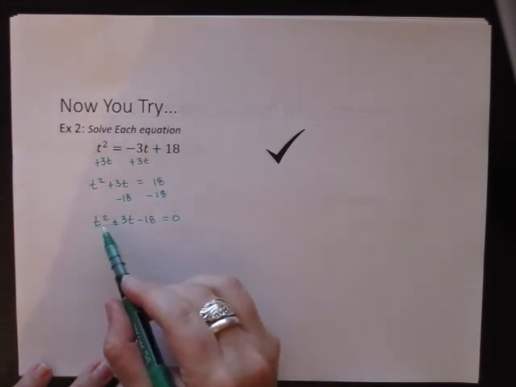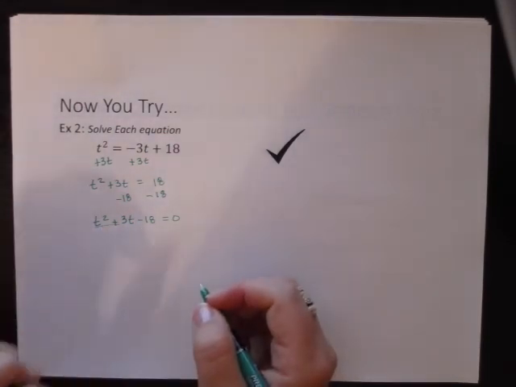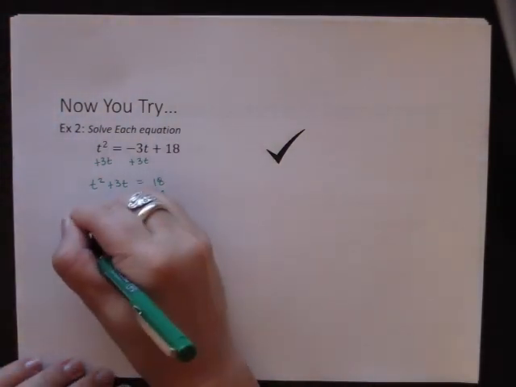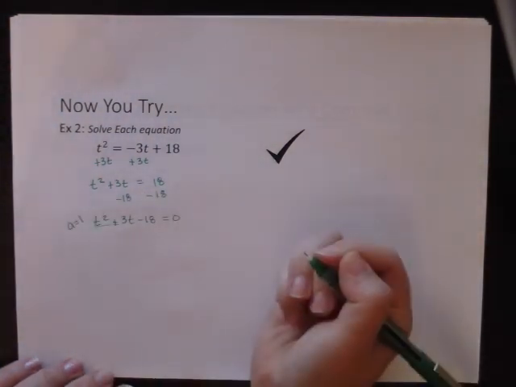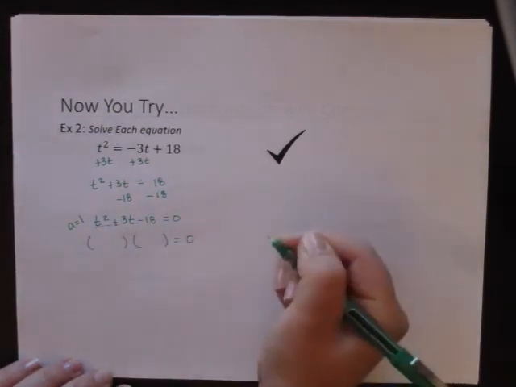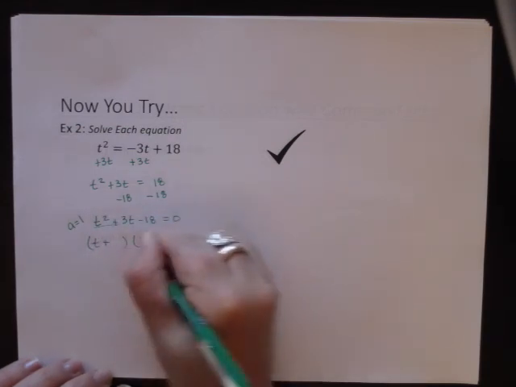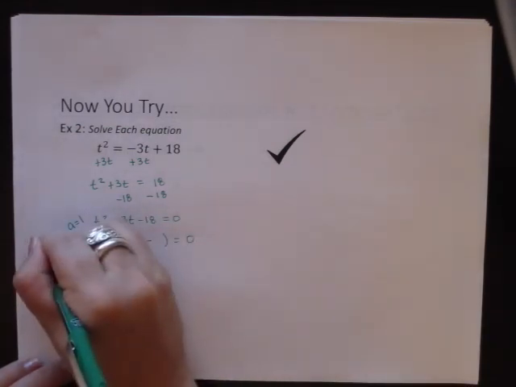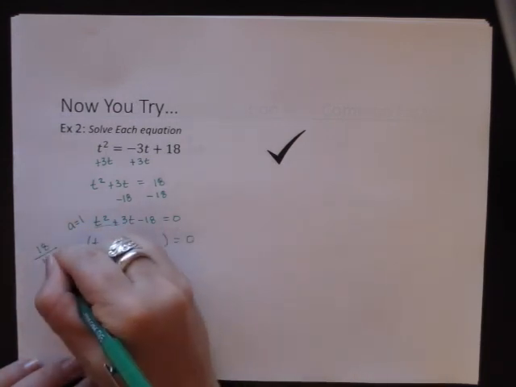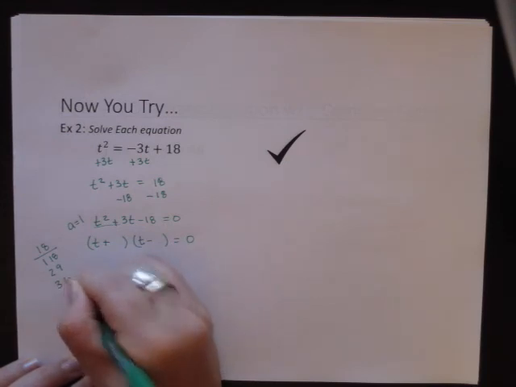Alright, if you have t squared plus 3t minus 18, we know we have three terms, so it's either going to be a equals 1, a doesn't equal 1, or a perfect square trinomial. I see that it's going to be a equals 1. So first thing I do is set up my binomials. I go t plus, minus, and then I have to find the factors of 18. My factors of 18 are 1 and 18, 2 and 9, and then 3 and 6.